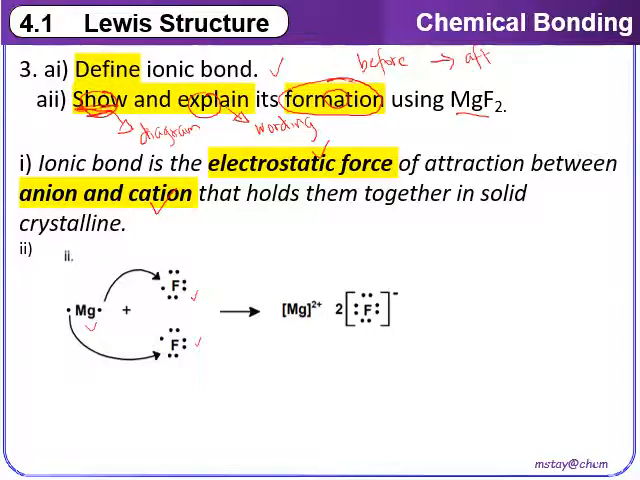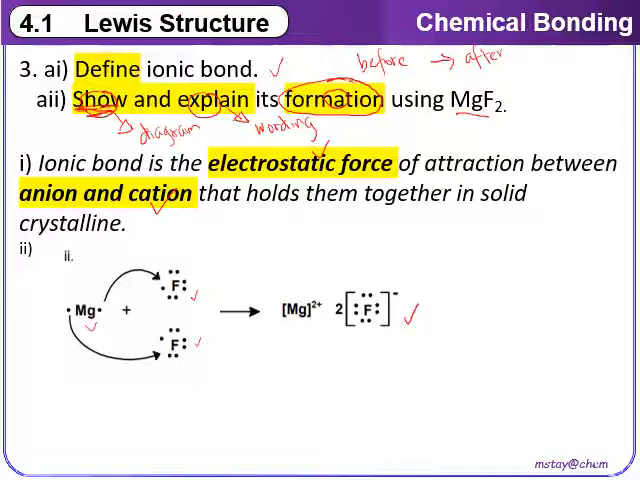So as the reactant and then become the product. When the valence electron of the magnesium is donated to each of the fluorine, it will become Mg2+, and each fluorine atom gains 1 electron and will become a fluoride ion. So here in total we have 2 fluoride ions. So this is the product.